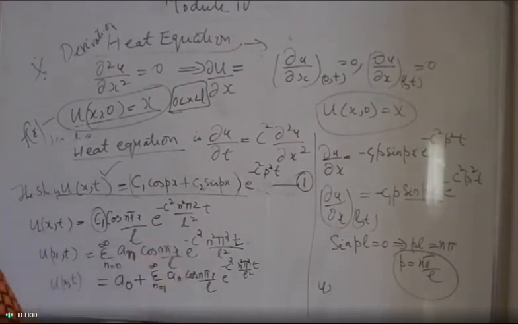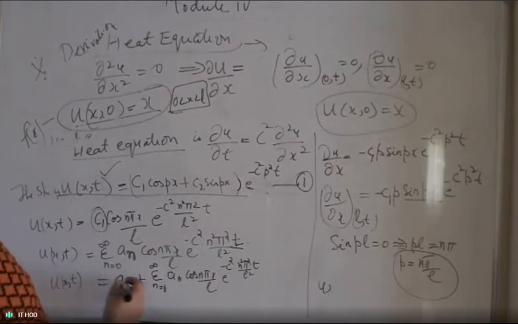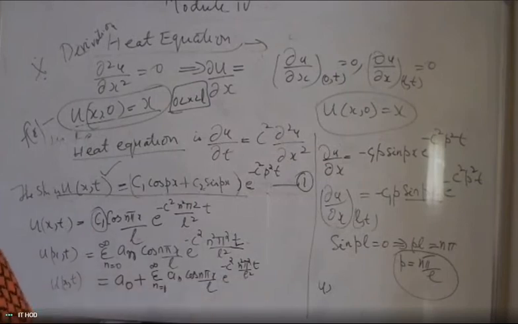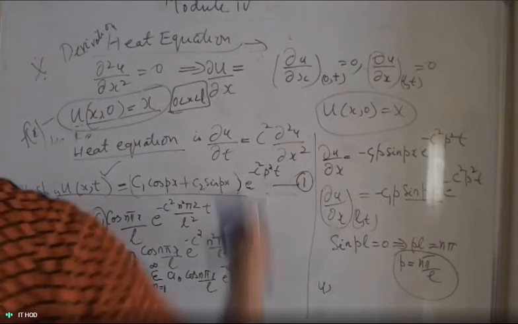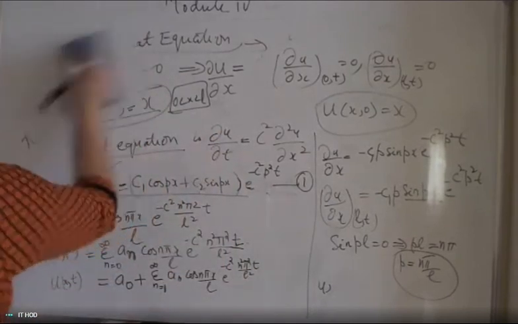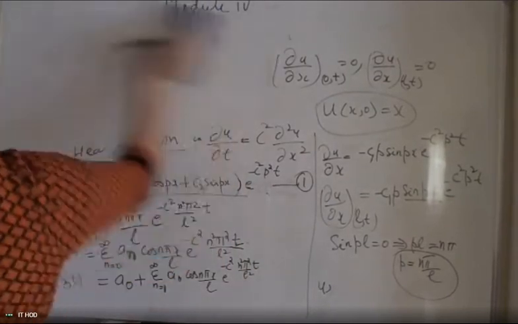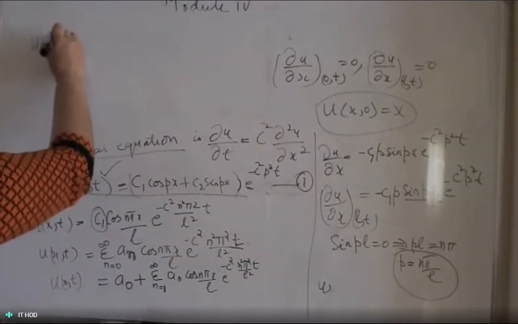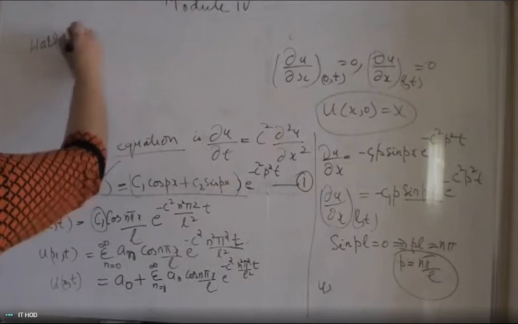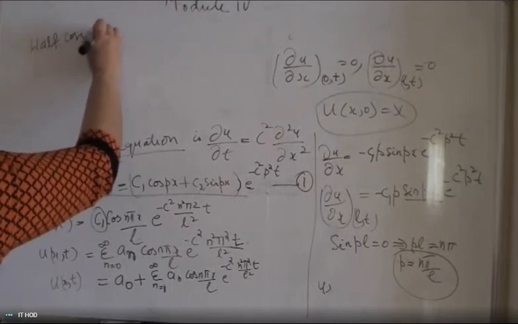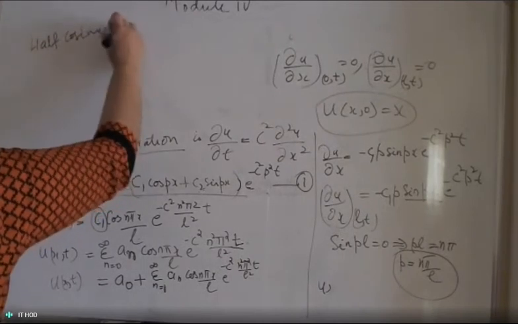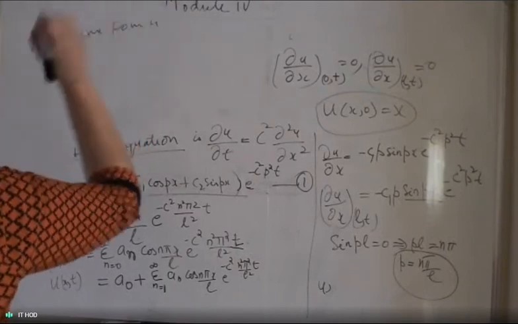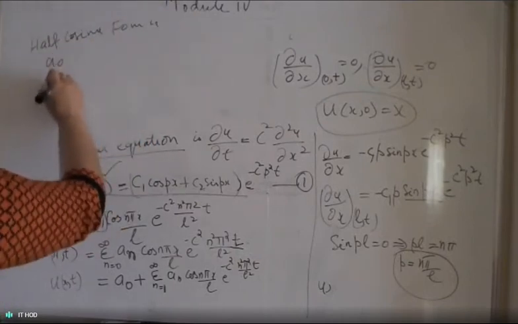Now we have to find a naught and a n. And for that, what is our formula? It is our half range cosine series. A naught and a n come from the half range cosine series. What is the formula for that? Anybody knows? Half range cosine Fourier series formula. We need to find a naught and a n.